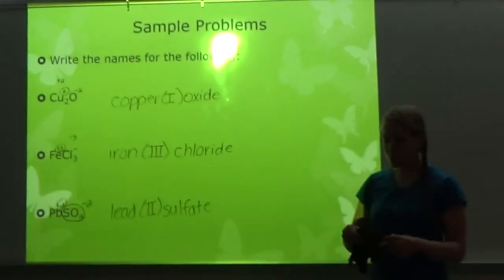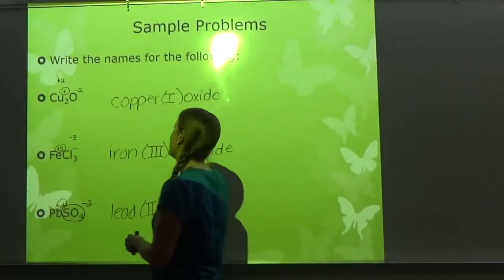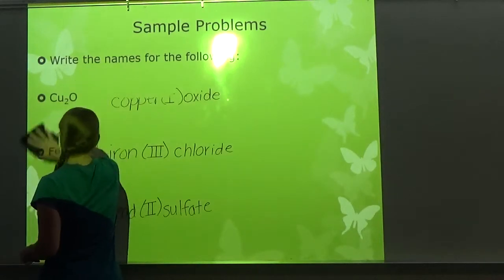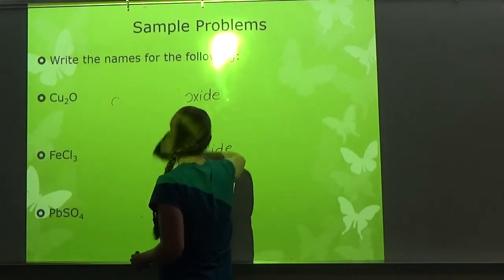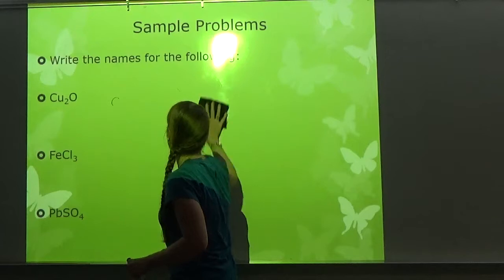Now, can you have more than 1 polyatomic ion? Of course you can, but then it will be in parentheses. And so then you can see, oh, I have more than 1. I do need to multiply the charge this time.